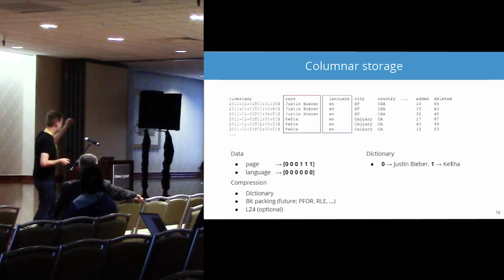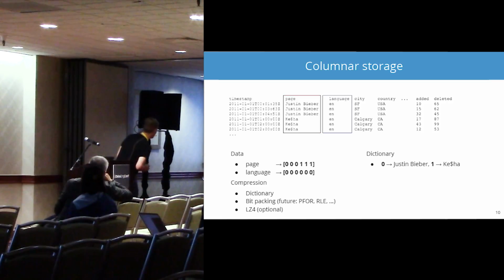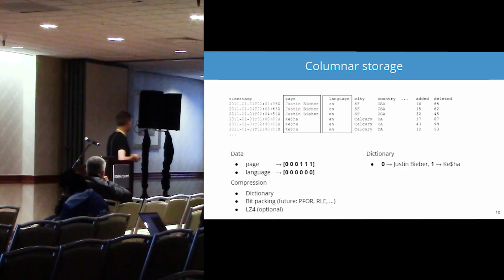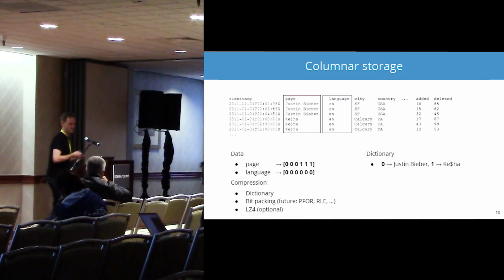You can see here that we've got a sample data set of Wikipedia edits. So this is a timestamp of an edit, a page being edited, and the language being edited. So English Wikipedia, a couple of pages, Justin Bieber, Kesha, and then some information about the user doing the edit. So they came from San Francisco, they came from Calgary, etc. They added and deleted some number of words.